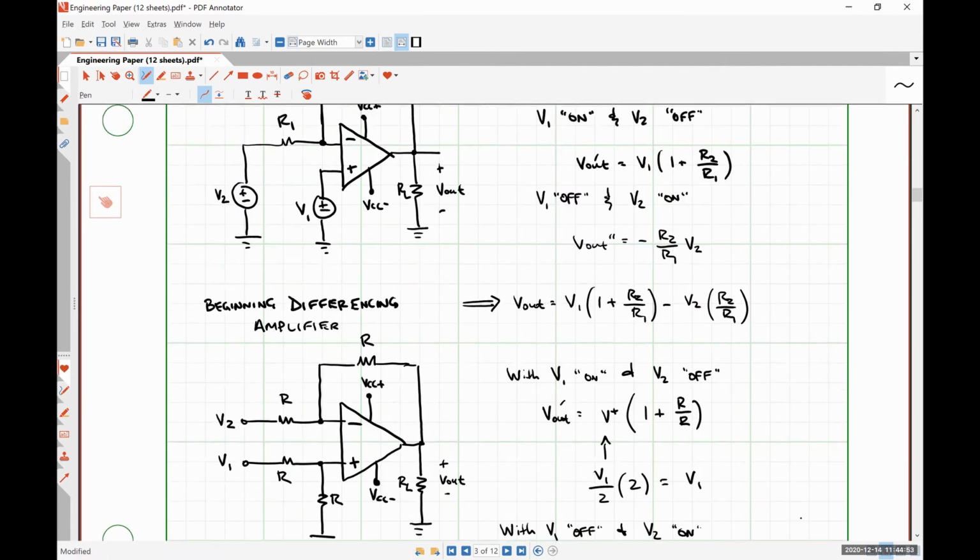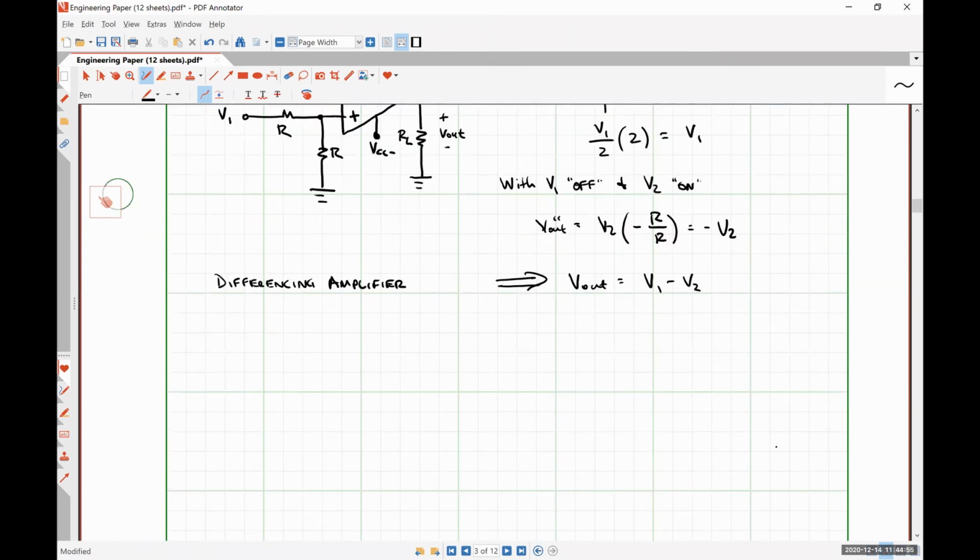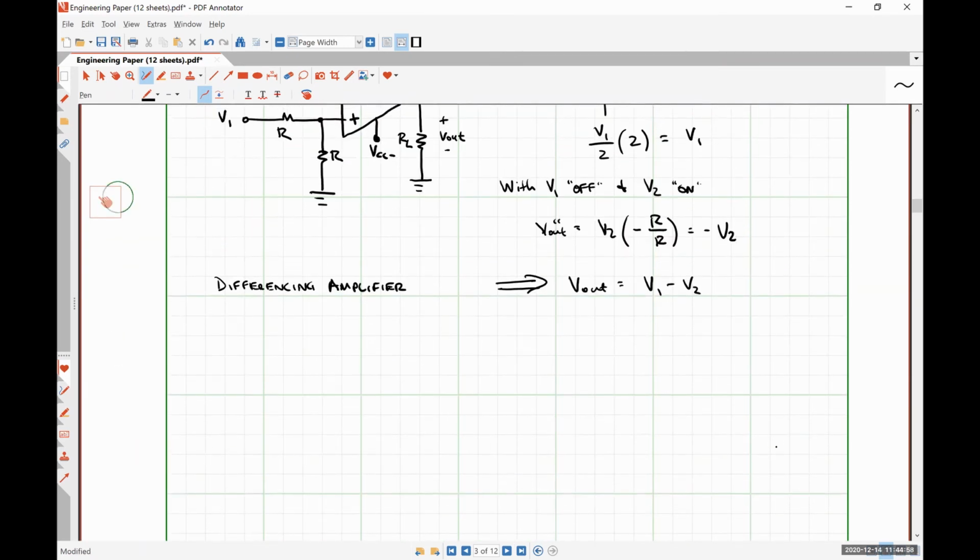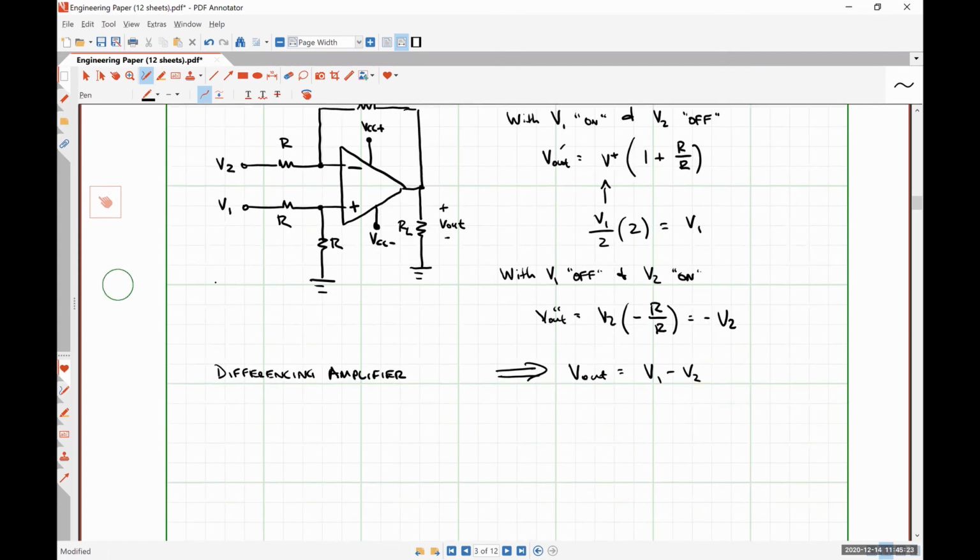And a comparator? So a comparator compares a voltage level to a particular reference. If we're talking about strictly a non-inverting comparator, if say V2 was greater than V1, it would go high. And if V2 is less than V1, it would saturate to VCC minus. This differencing amplifier literally outputs the difference. So if I put 5 volts on one and 3 volts on the other, it's going to give me 2 volts, not VCC plus or VCC minus.